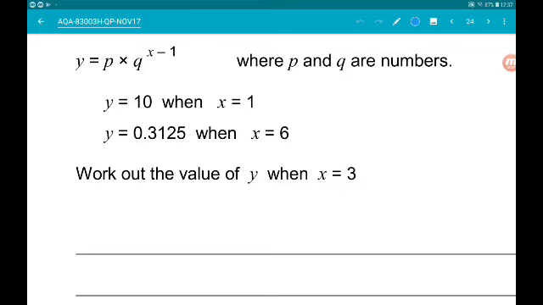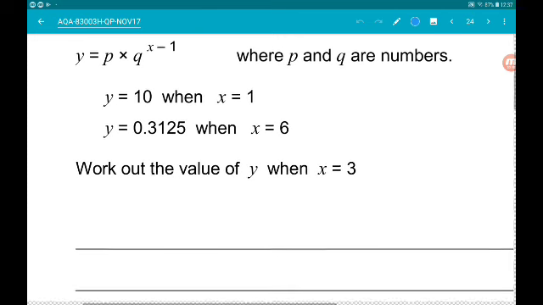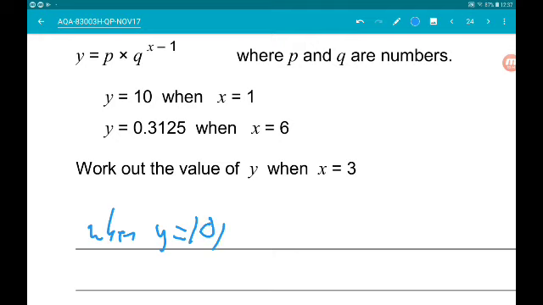So, y is equal to p times q to the power x minus 1, where p and q are numbers. y is 10 when x is 1, y is 0.3125 when x is 6. Work out the value of y when x is 3. Okay, so what we need to do is work through the info that we're given and work out the values of p and q. So let's start with when y is 10, x is 1.